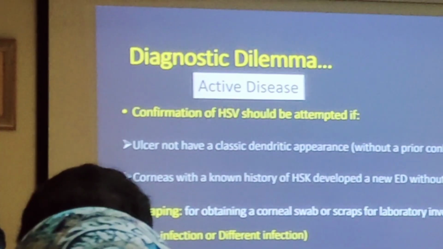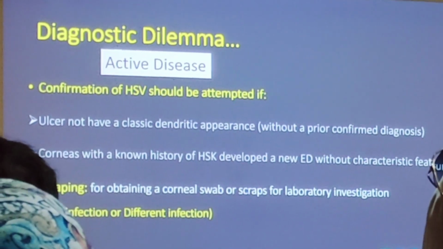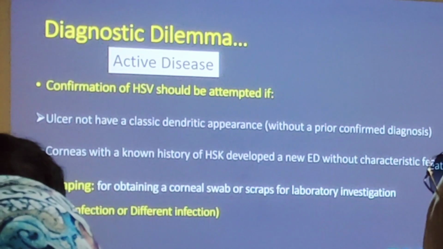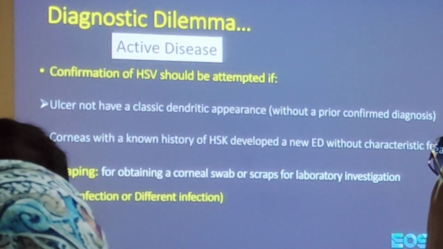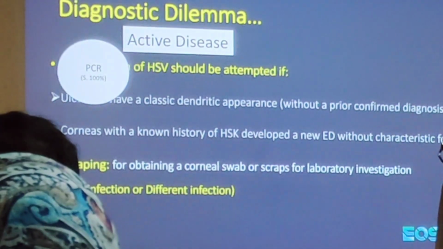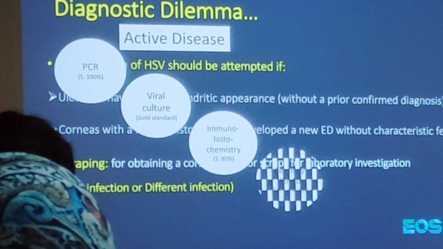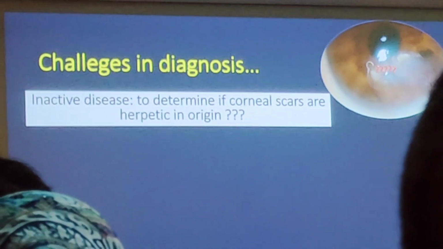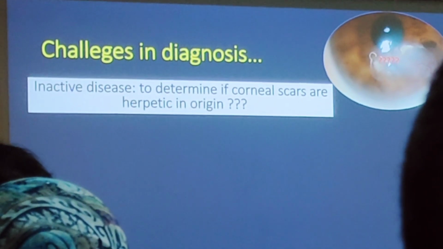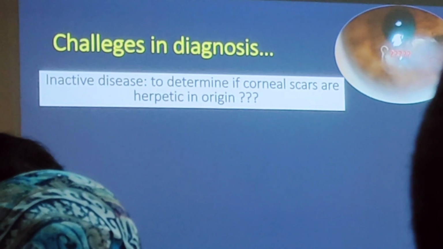In these cases, scraping is important and mandatory because it may be a co-infection. Herpes simplex virus is the most common risk factor for fungal keratitis, and also may be a different infection. Viral detection includes the DNA by PCR, the virus itself by viral culture, the antigen by immunohistochemistry, and the antibodies by serology.